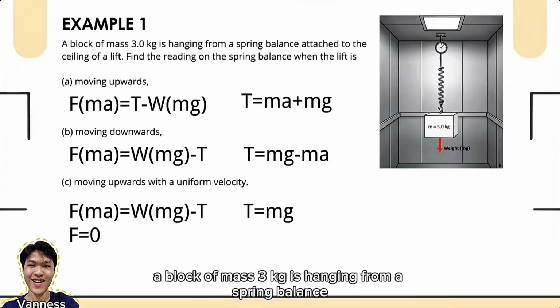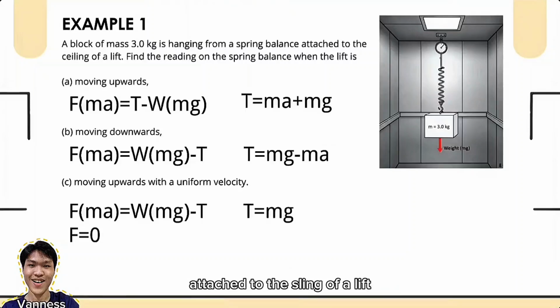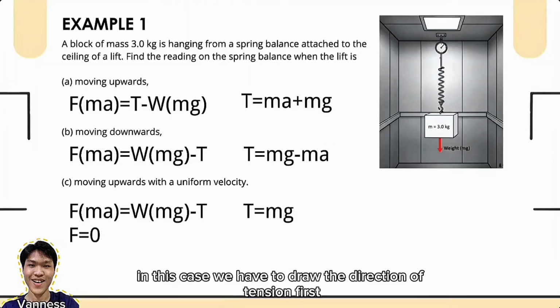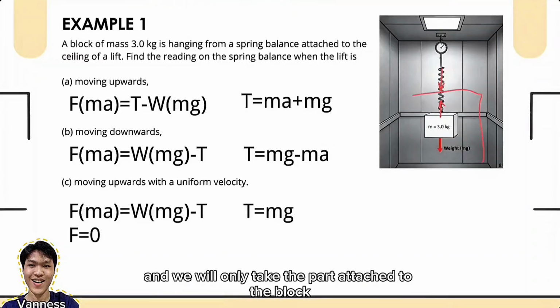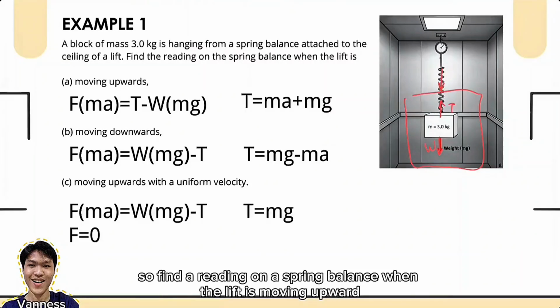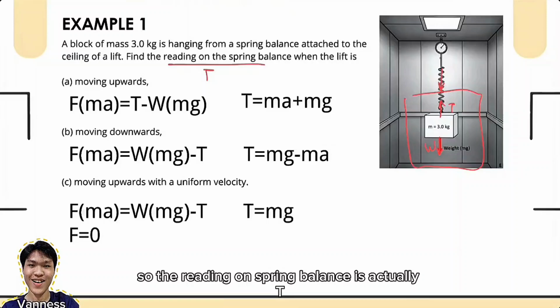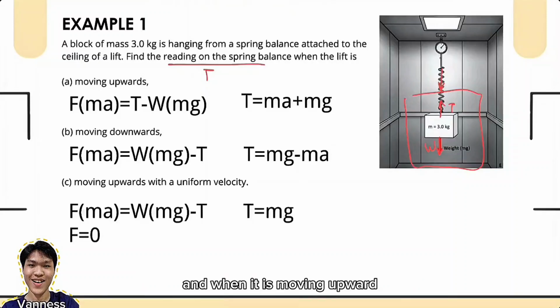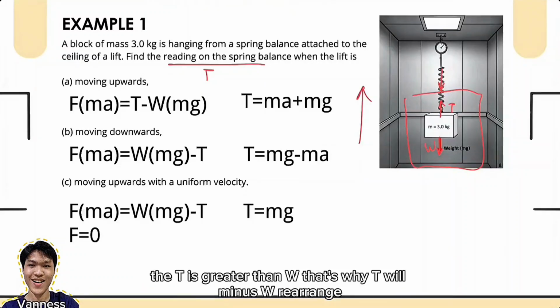Here's an example. A block of mass 3 kg is hanging from a spring balance attached to the ceiling of a lift. In this case, we have to draw the direction of tension first, which is always going to the middle of the string. And we will only take the part attached to the block. So going up is T, going down is the weight W. Find the reading on the spring balance when the lift is moving upward. The reading on the spring balance is actually T. And when it is moving upward, T is greater than W.